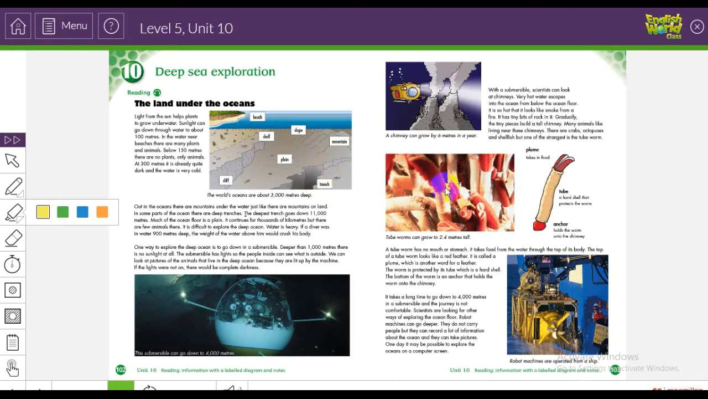for grade 5. Today inshallah we're going to start unit 10, which is talking about deep sea exploration. But as usual, we're going to start by underlining the difficult words, till when we read everything will be easy.